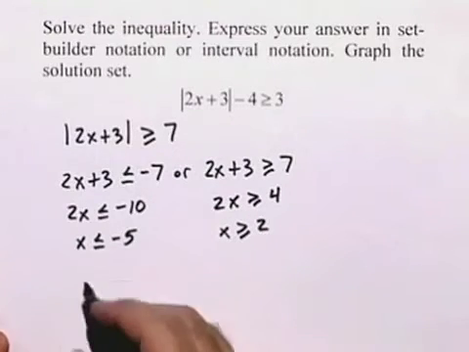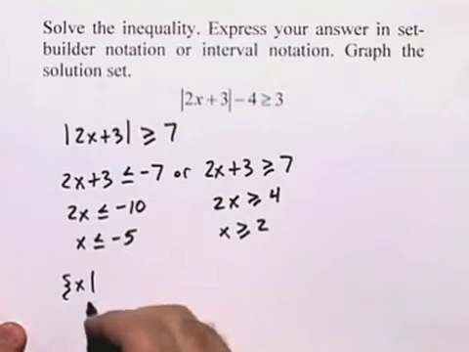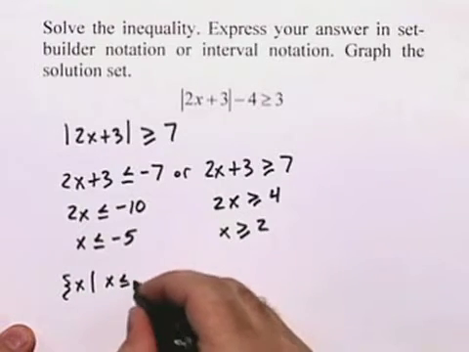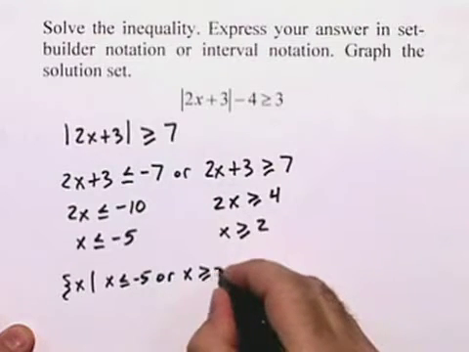In set builder notation, our solution set would be the set of all values for x such that x is less than or equal to negative 5 or x is greater than or equal to 2.